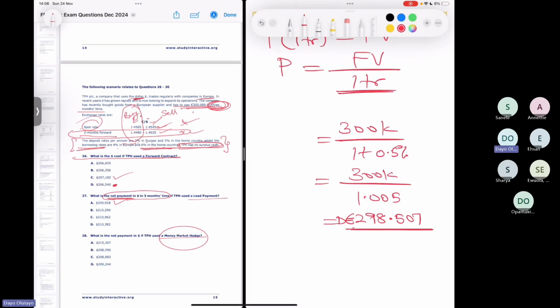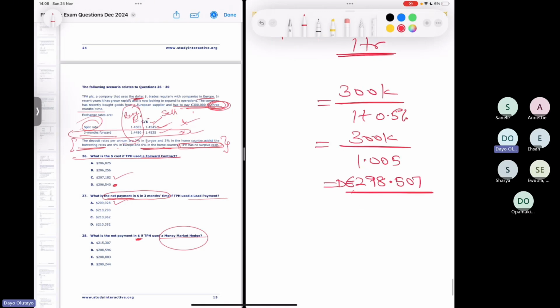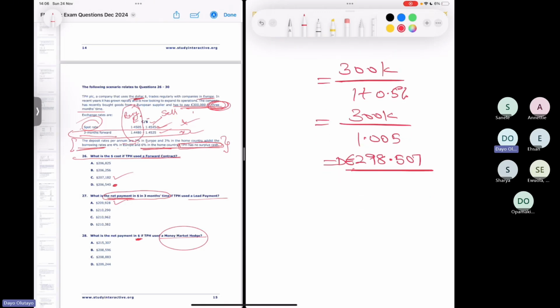But remember, this question is asking us, what is the net payment in dollars? Because that's our own local currency. That's what we need to settle this. So if I need this euro today, how do I get it as a company? The only way to get it as a company is to buy it. So I need to buy euro. But the euro that I need to buy is this 298,507 today.